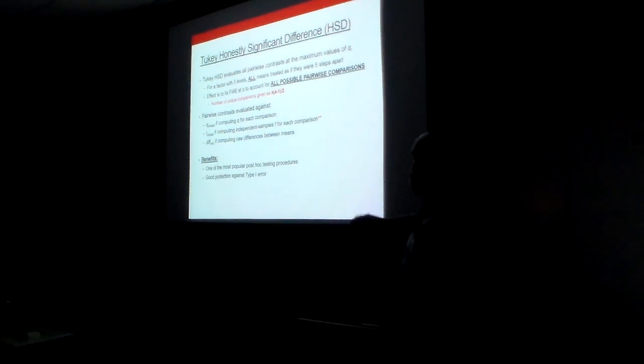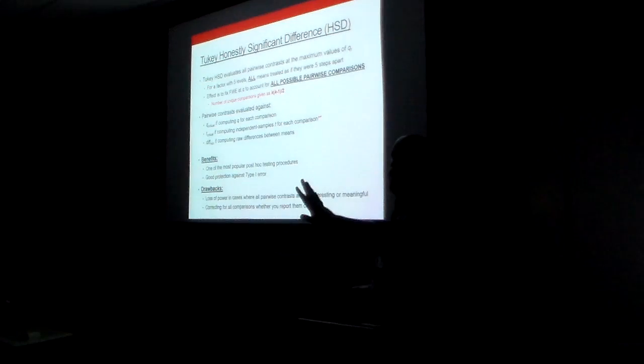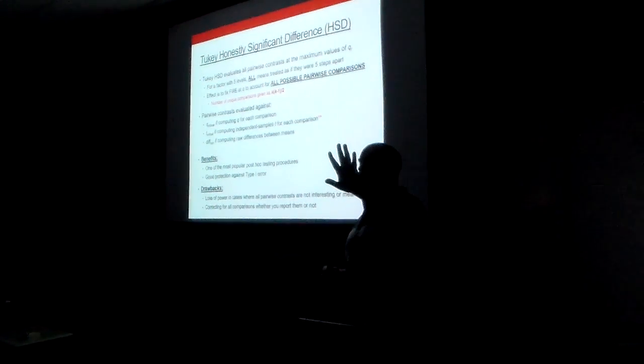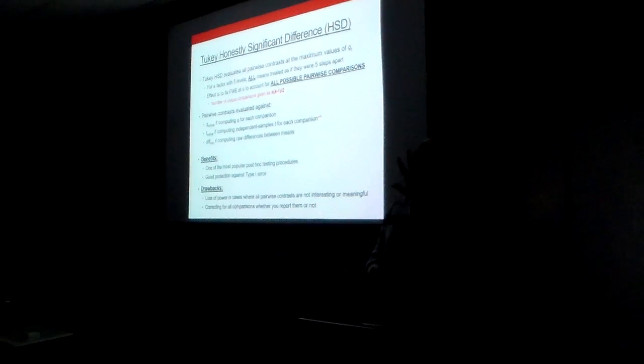Okay? So again, Tukey, one of the most popular post hoc testing procedures, good protection against type 1 error. But let's say I've got five groups, right? How many pairwise comparisons am I correcting for? 10, right? What if not all 10 comparisons are interesting? What if only 4 comparisons are interesting? Well, I'm still getting penalized for 10, right? So if I'm just running a Tukey, I'm going to look at my 4 that are interesting, but I've been corrected for 10, even if those others aren't interesting or don't maybe even make any sense, right?